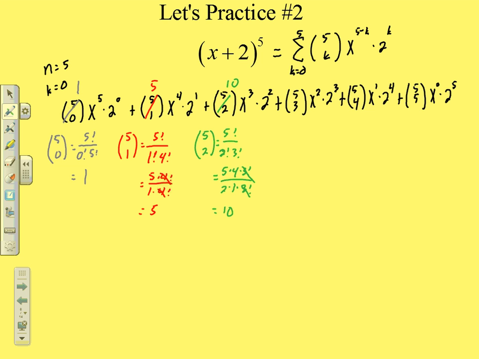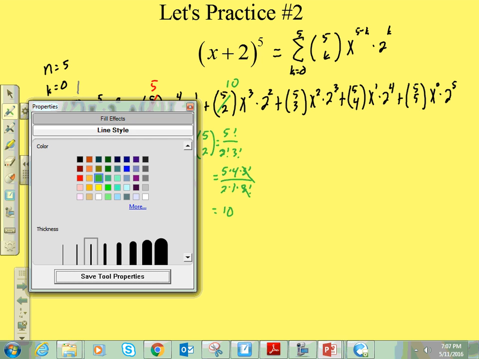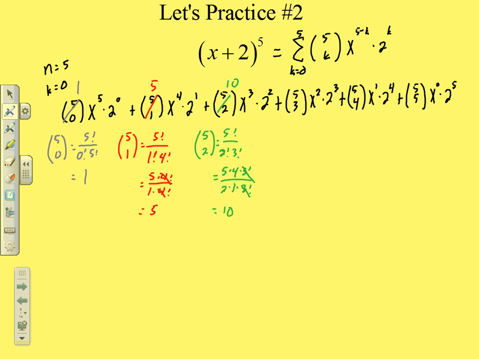And let me pick another color here to keep things different each time. So the next combination that we have is 5 choose 3. So that'll give me 5 factorial over 3 factorial times 2 factorial. And here, this is where we see our first repeat. That's what we just did right here. So I can say that's 10. So here's another 10.